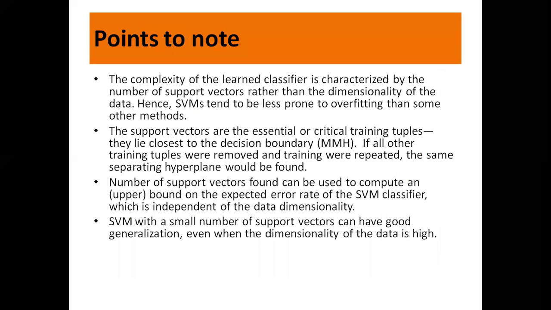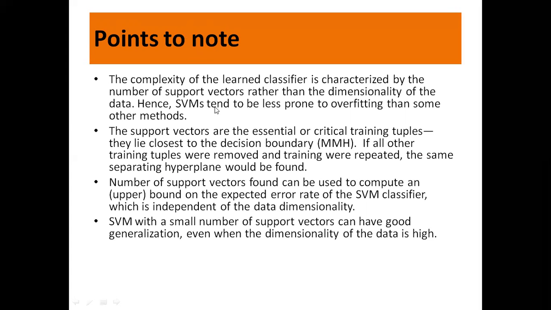Fine. Now there are a few points you should remember. The complexity of the learned classifier is characterized by the number of support vectors rather than the dimensionality of the data. Hence, SVMs tend to be less prone to overfitting than some other methods like neural networks. Neural networks are prone to overfitting, right? But SVM doesn't allow this.